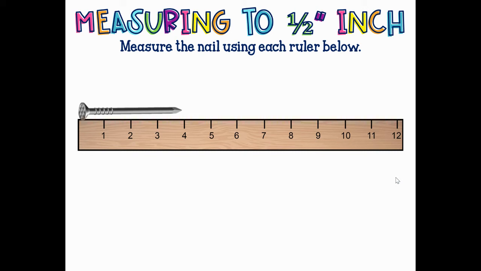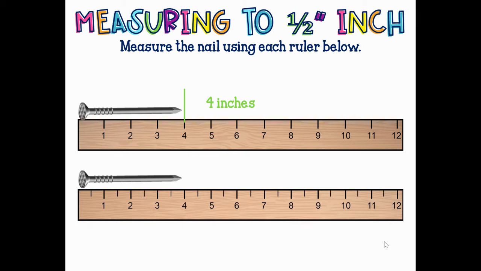So I have my nail lined up with 0. I'm going to draw a line. What whole number is my nail closest to according to this ruler? 4 inches. Good. And again, no matter what ruler I use, my answer is still going to be 4 inches.